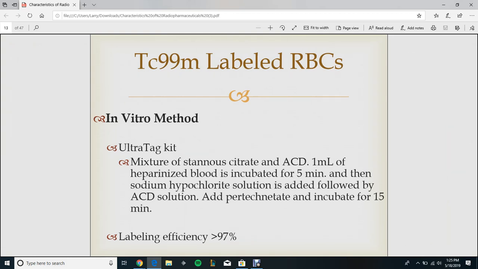Technetium-99m labeled RBCs. The in vitro method, the UltraTag kit. A mixture of stannous citrate and ACD. 1 ml of the heparinized blood is incubated for 5 minutes, and then sodium hypochlorite solution is added, followed by ACD solution. Add pertechnetate and incubate for 15 minutes. The labeling efficiency is greater than 97%.